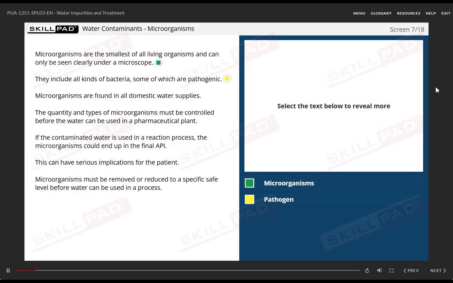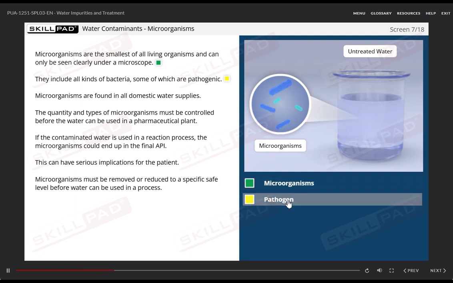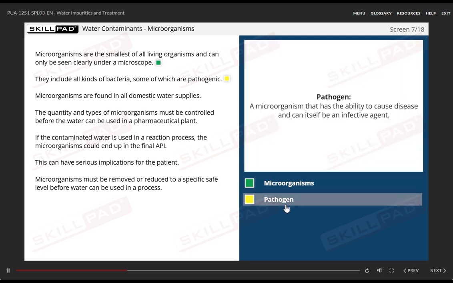Water contaminants, microorganisms. Microorganisms are the smallest of all living organisms and can only be seen clearly under a microscope. They include all kinds of bacteria, some of which are pathogenic. Microorganisms are found in all domestic water supplies.